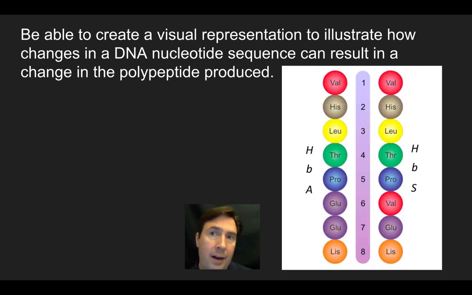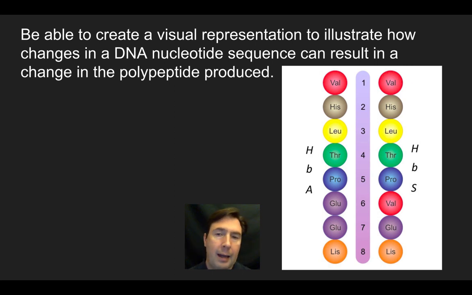All right, so now let's look at another specific example. We're going to look at the specific example of hemoglobin, and I've got two forms of hemoglobin. For this, I want to create a visual representation to illustrate how the change in the DNA nucleotide sequence can result in the changes in that polypeptide. Here, what I see is the chain of amino acids for 8 of the key amino acids in hemoglobin A versus hemoglobin S, which is our sickle cell variant.